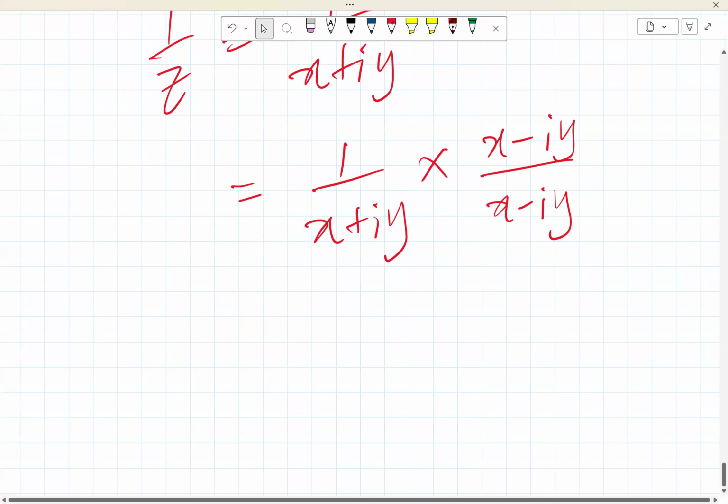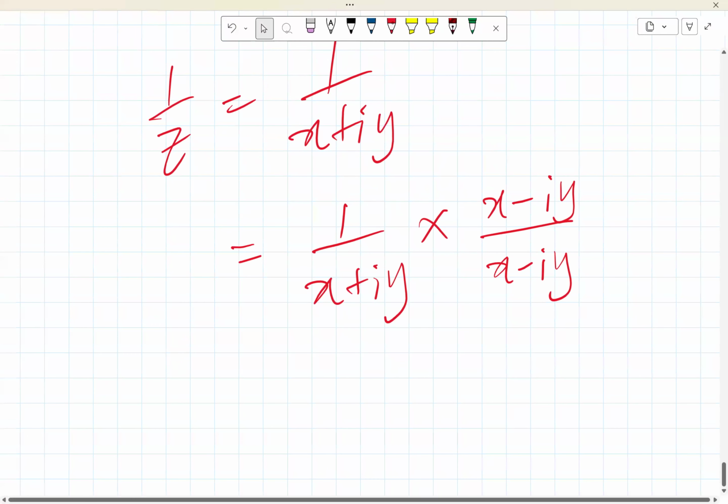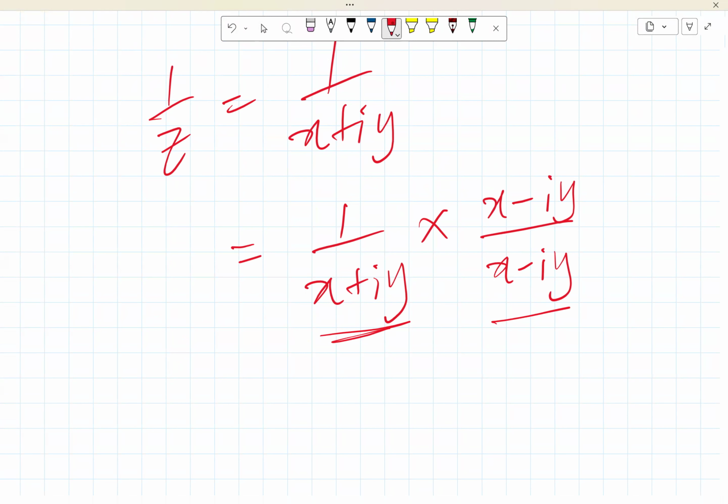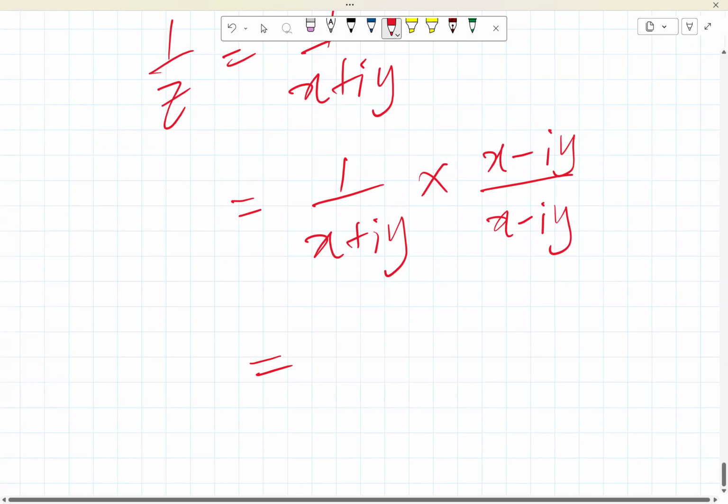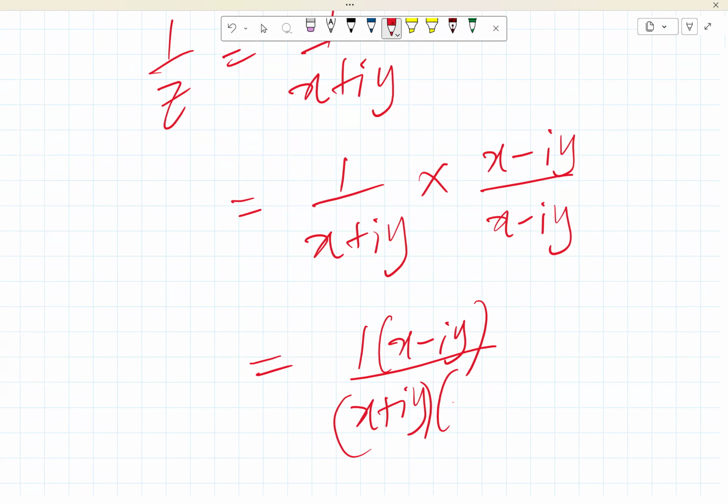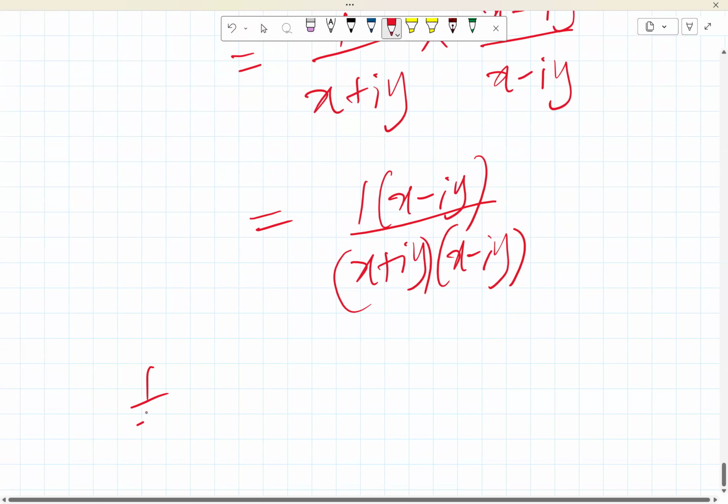So by multiplying by x minus iy, of course, because it is the conjugate to this. So plus here, minus here, that means this is a conjugate. But then to balance it out, we multiply the numerator and denominator by the same x minus iy. So now we have 1 into x minus iy all over x plus iy into x minus iy. So don't forget 1 over z.